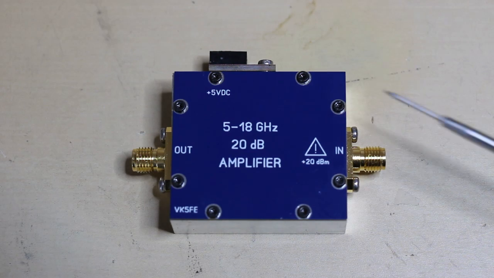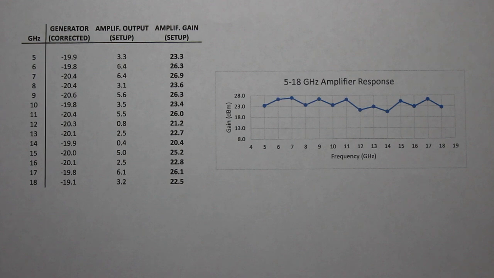This is the last microwave module I built. A 5 to 18 gigahertz, 20 dB amplifier. And this is the measured response of the amplifier. For the measurement, I used a microwave generator and an 18 gigahertz spectrum analyzer. All losses in cables and connectors were taken into consideration.